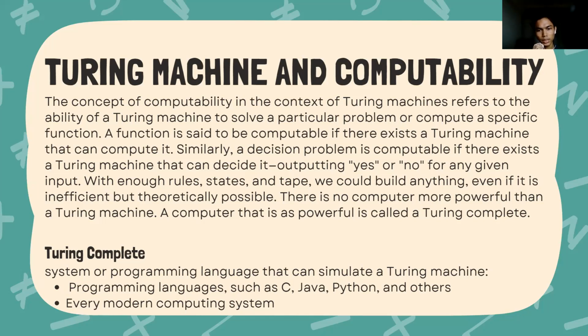A computer that is as powerful is called Turing complete. So what is Turing complete? Turing complete is a system or programming language that can simulate a Turing machine. For example, programming languages such as C, Java, Python, and others. Every modern computer system, such as our laptops and mobile phones, is Turing complete.